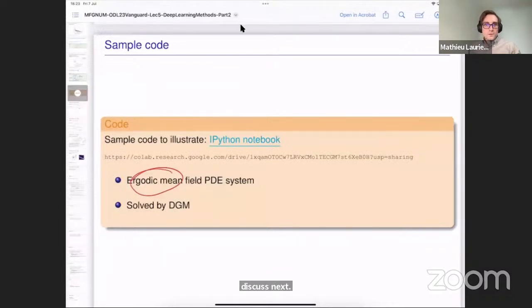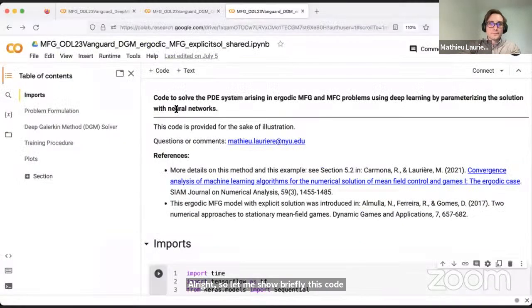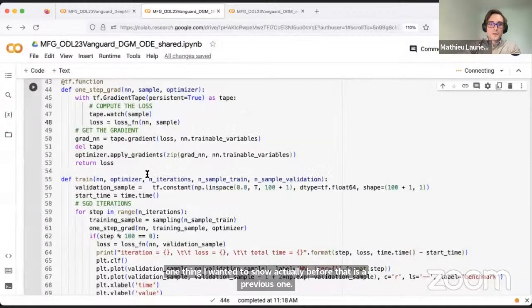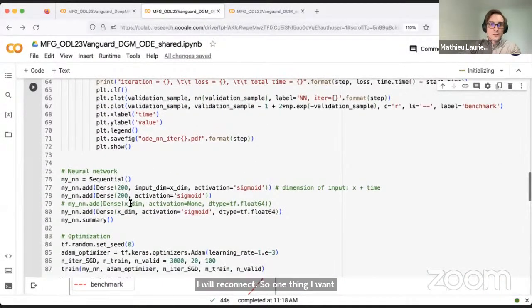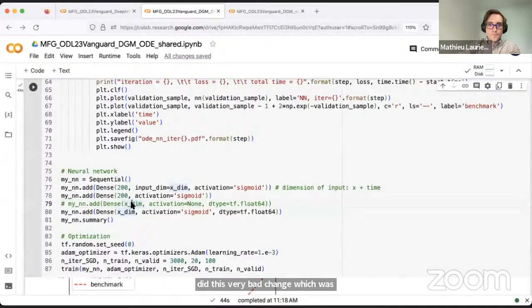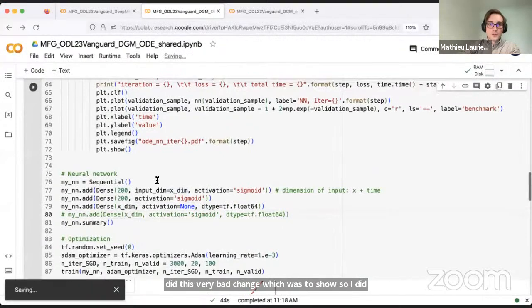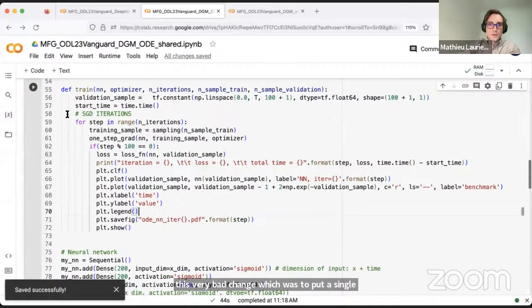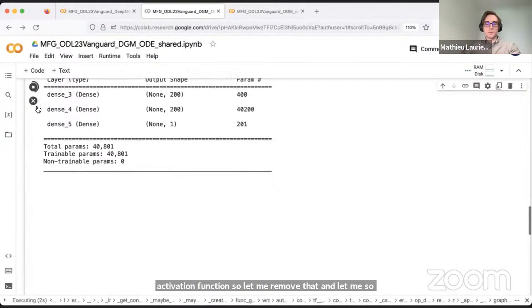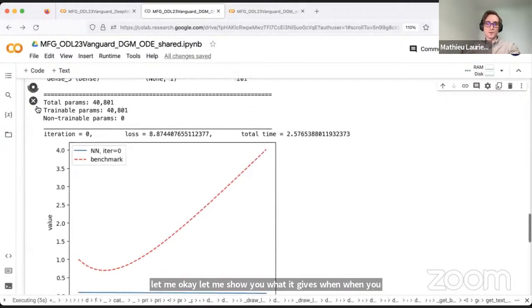All right, so let me show briefly this code here. One thing I wanted to show actually before that, on the previous one, I did this very bad change, which was to put a sigmoid activation function. So let me remove that, and let me show you what it gives when you remove this sigmoid activation function. So now it should work very well.